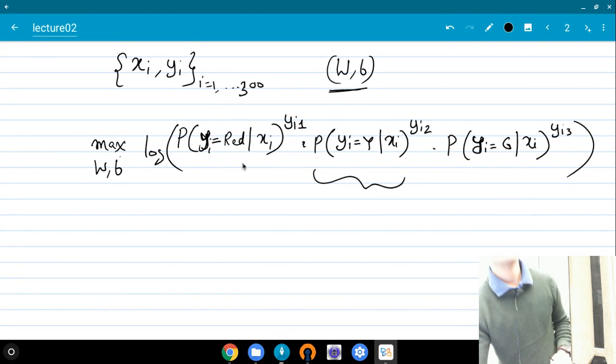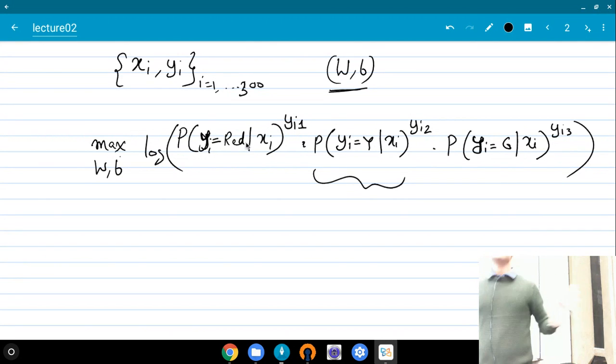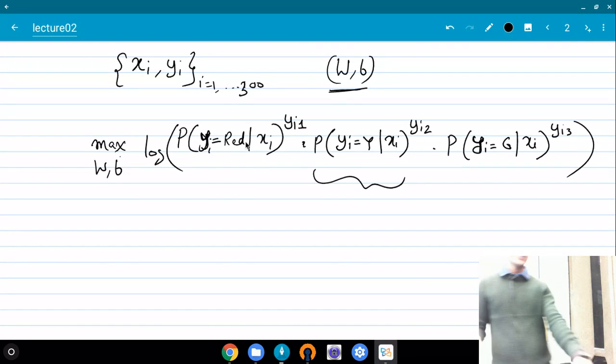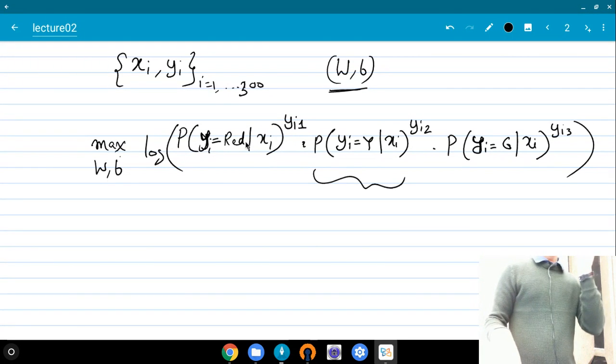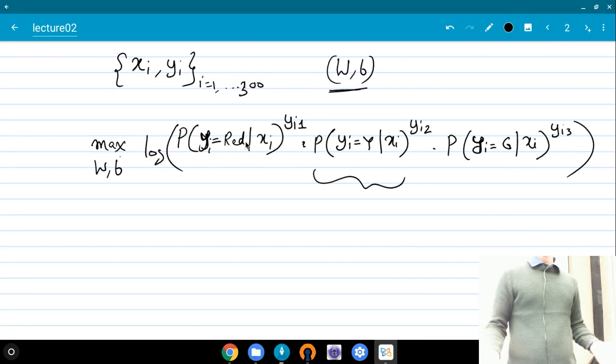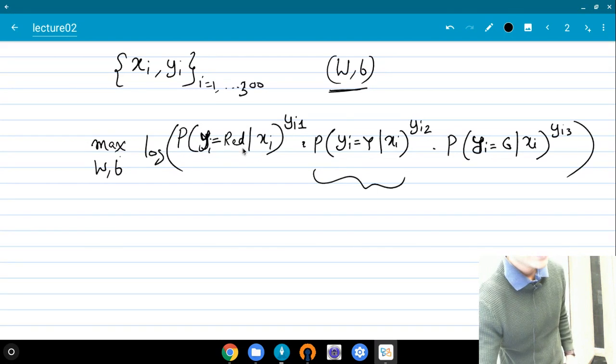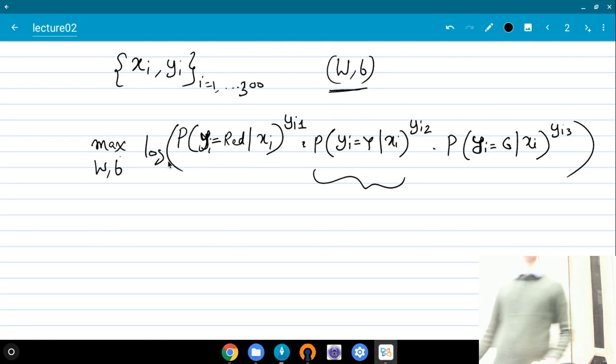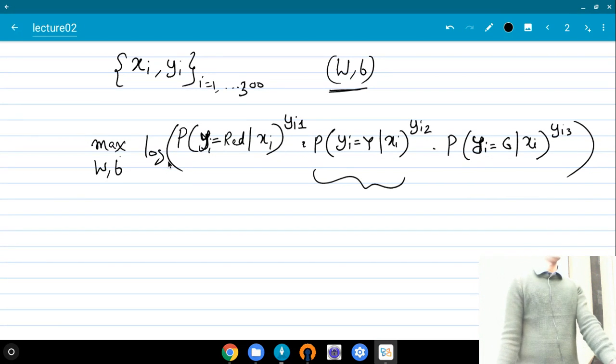This is called the likelihood function as well. This term is called the likelihood. Likelihoods are just conditional probabilities, so this is a conditional probability of y given x, and sometimes you can call it a likelihood as well. I'm just maximizing the likelihood. In particular, I'm maximizing the log likelihood. So it's just a maximum likelihood objective here.